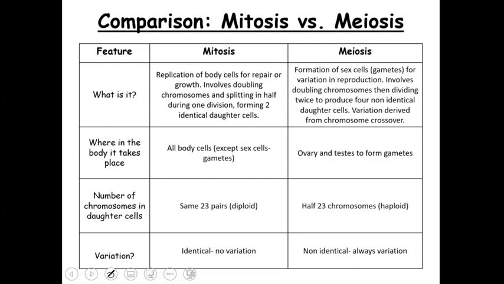Mitosis happens all over the body, meiosis only in the ovaries and the testes to form the gametes. Mitosis has no variation, it's identical. Meiosis does, it's non-identical. There's always some sort of variation. Even if it's only very small, there is always some sort of variation. So there is our comparison between mitosis and meiosis.